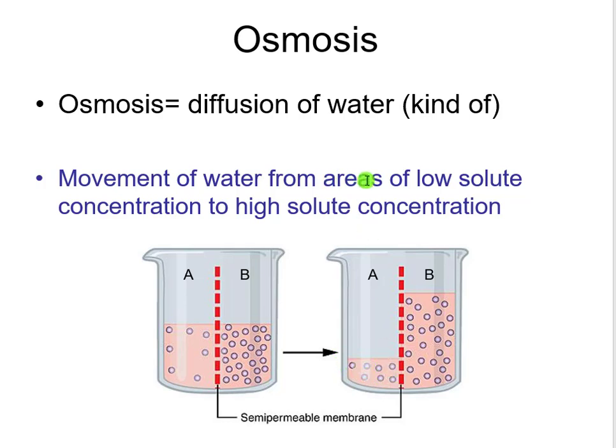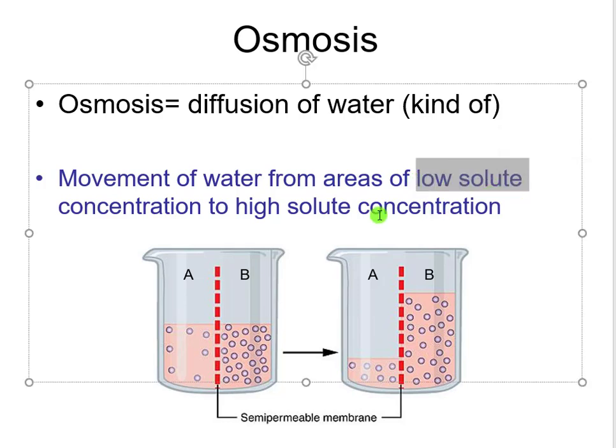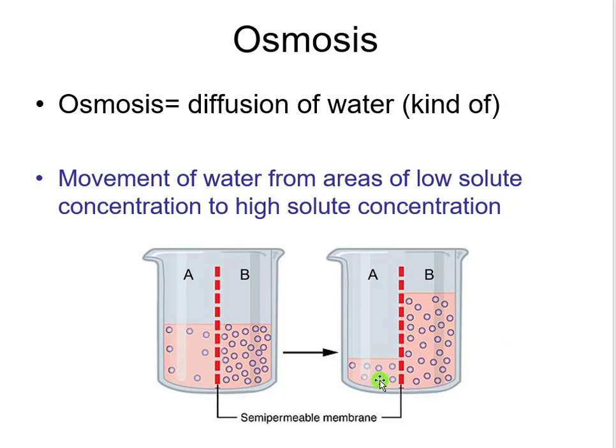It's moving from areas of low solute concentration to high solute concentration. And ultimately what's happening? The saltiness level, so to speak, or the amount of water to salt ratio, is the same in chamber A and chamber B. That's what's happening. So, again, what is osmosis? It's the movement of water from areas of low solute concentration to high solute concentration.